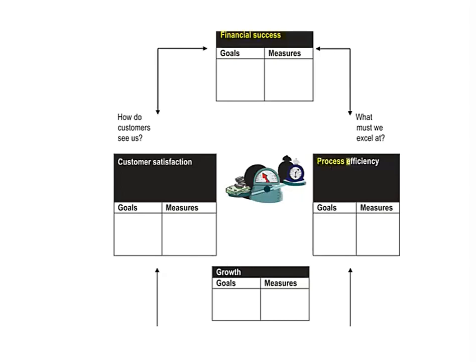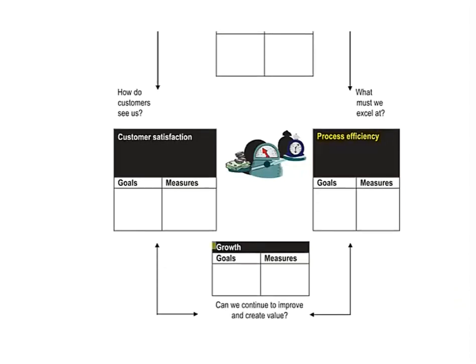We also need to think about process efficiency. What internal processes have we got to get right, have we got to excel at in order to achieve the financial success? What we're looking at here is things like documentation, answering the telephone, back office systems that the company needs to get right. We also need to think about growth.